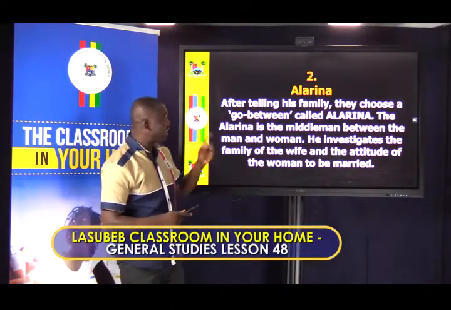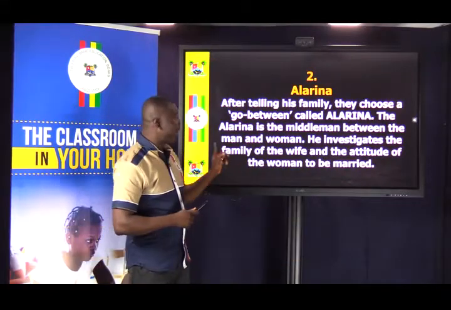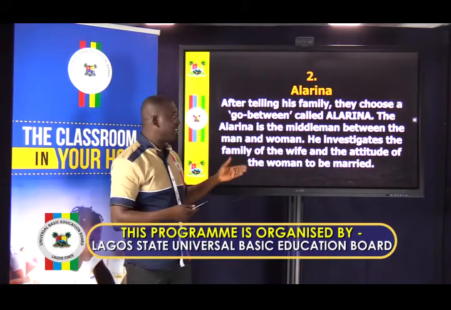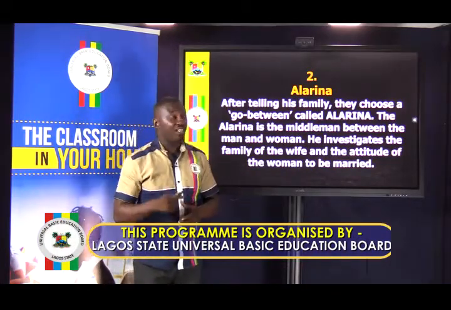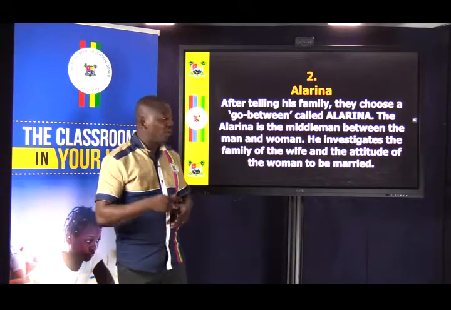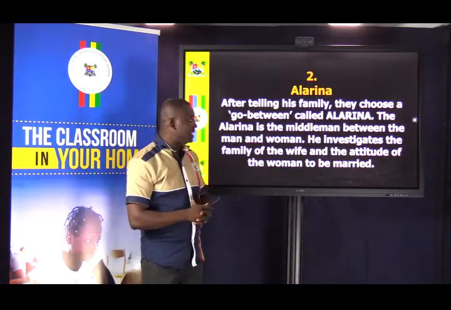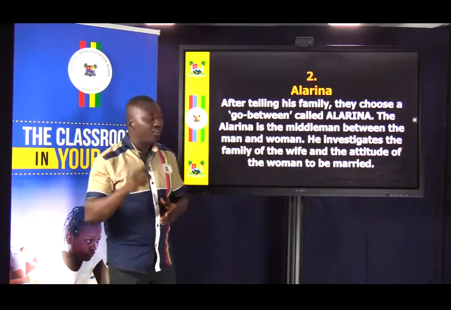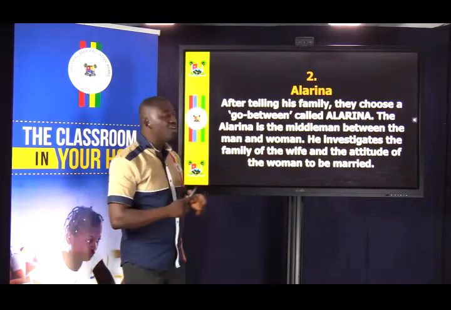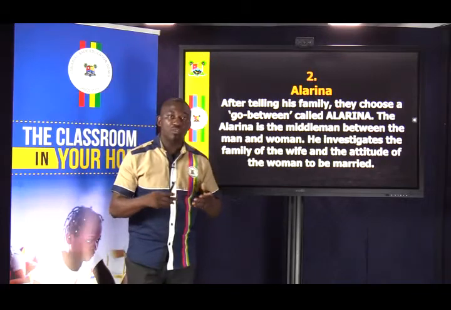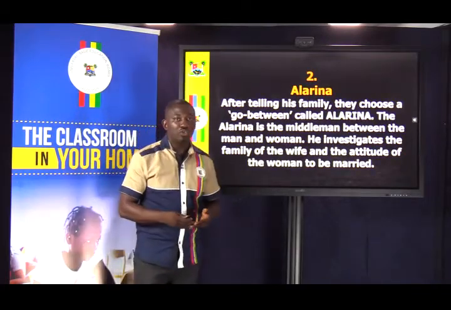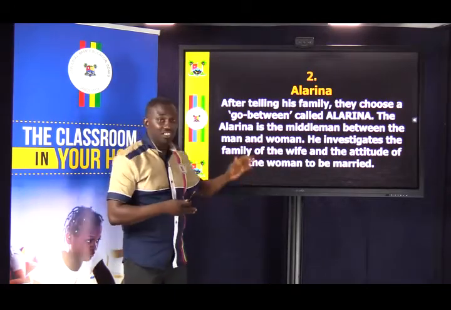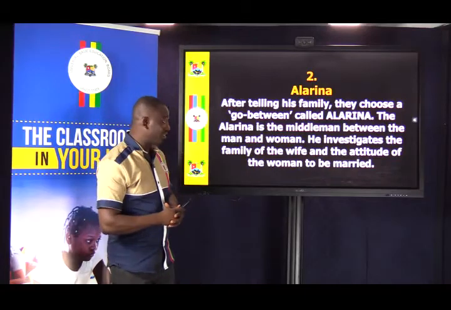All right? Now, the alarino is the middleman between the man and the woman. If the man wants to send any message to the woman, he sends the message through the alarino. And if the woman wants to reply or send a message to the man, she sends it through the alarino. Okay, alarino. And another job of the alarino is to investigate the family of the wife, to know if they are good people, to know their attitude, to know if there is any sickness or any disease that is running in that generation, in that line, in that family. All right, okay.